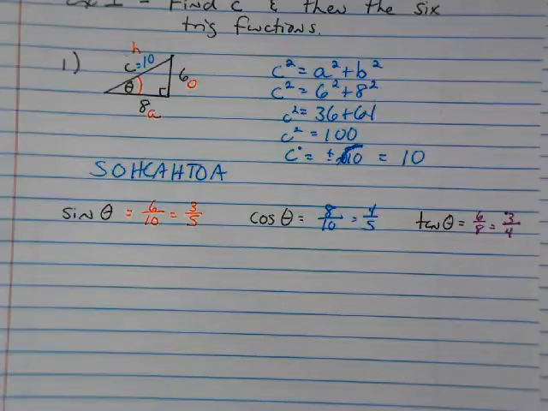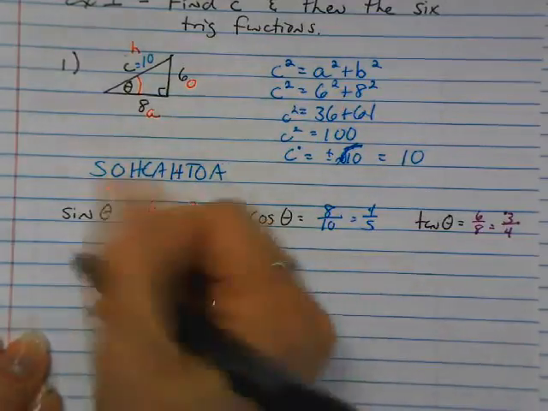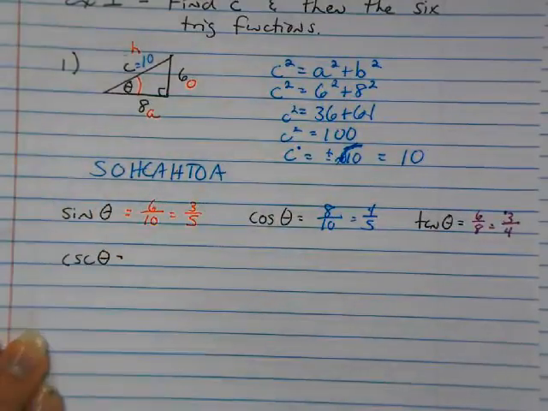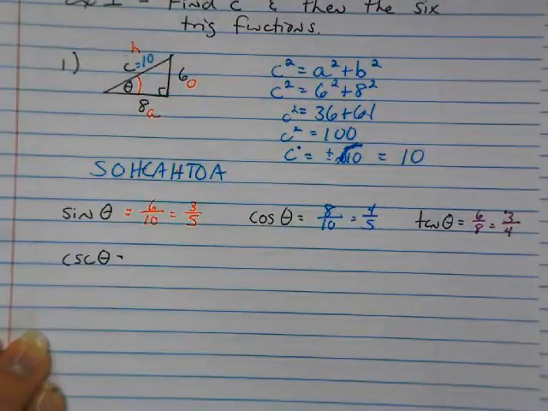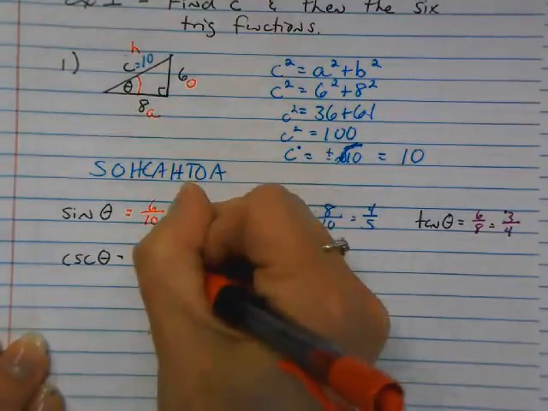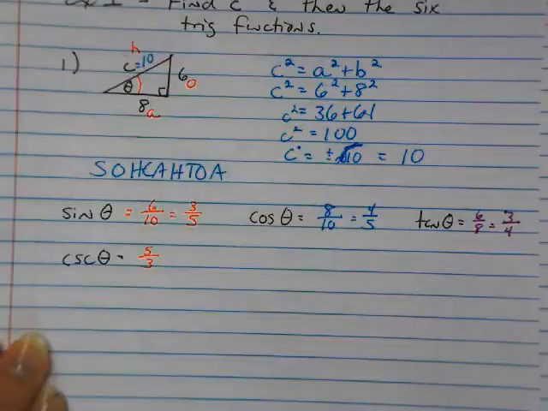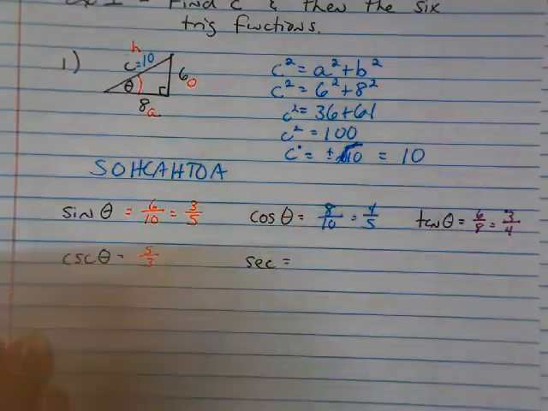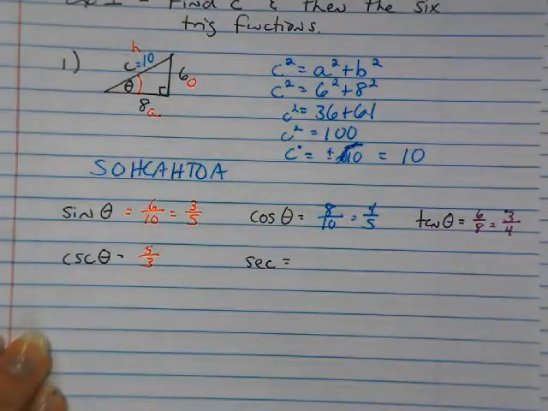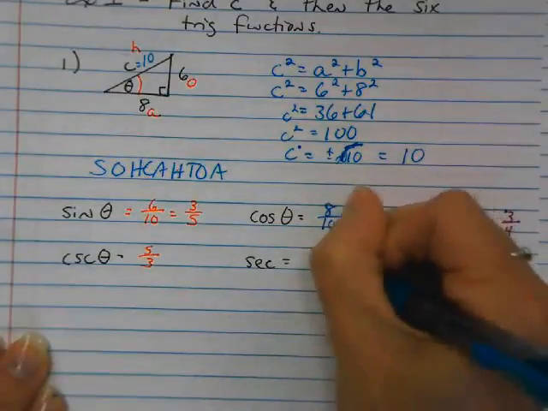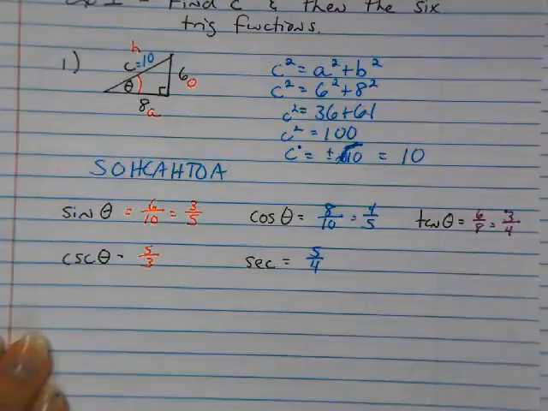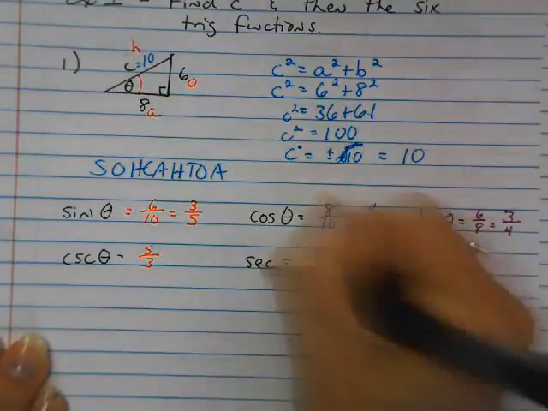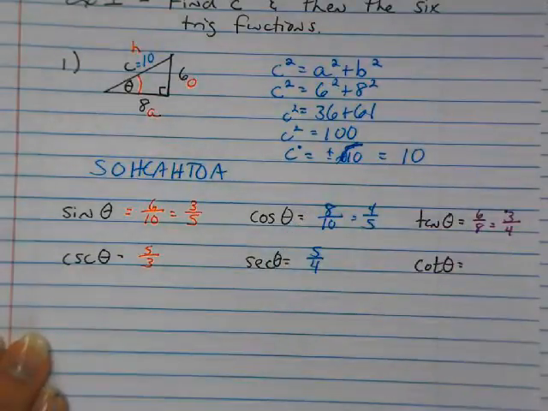Now let's go ahead and give the reciprocal functions. So the reciprocal of the sine function is the cosecant function. And what I want to do is take the reciprocal of the sine. So the cosecant would be 5 over 3. My secant would be, the reciprocal of 4/5 is 5/4. And finally my cotangent, sorry, would be 4/3.